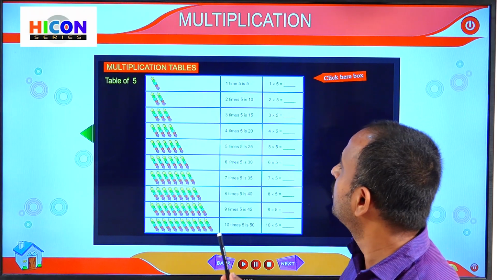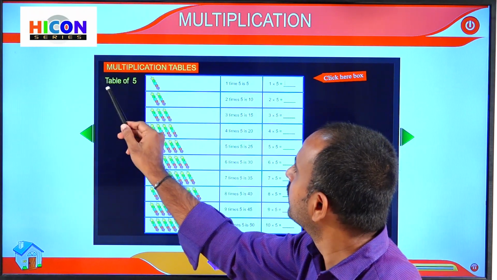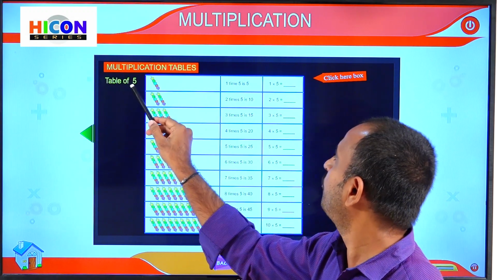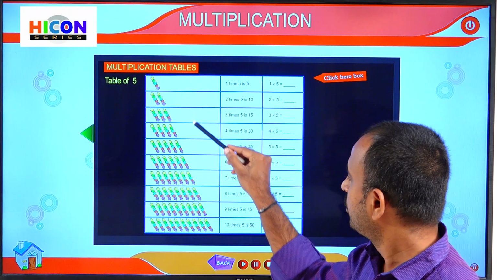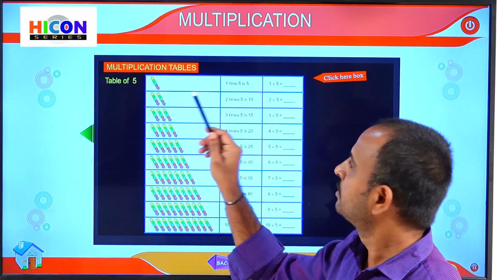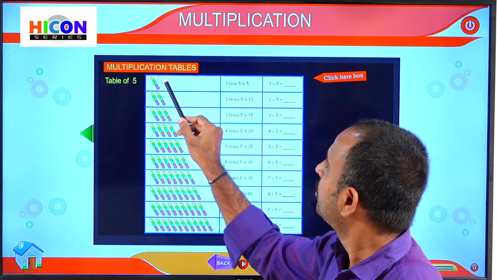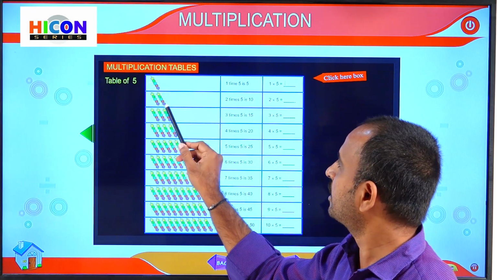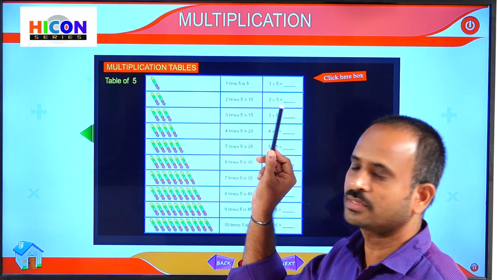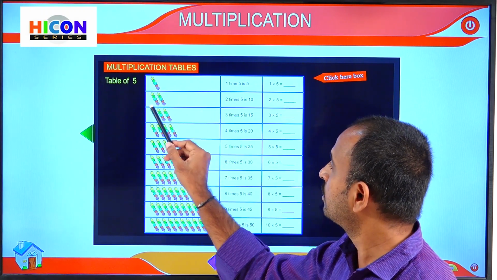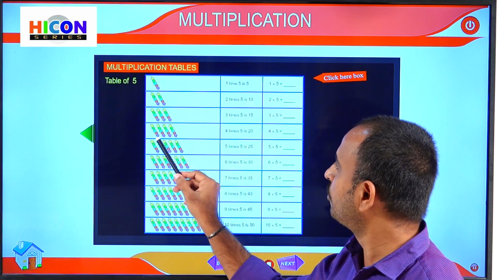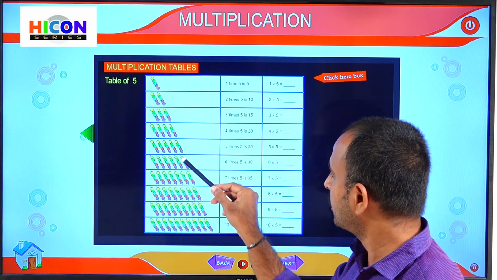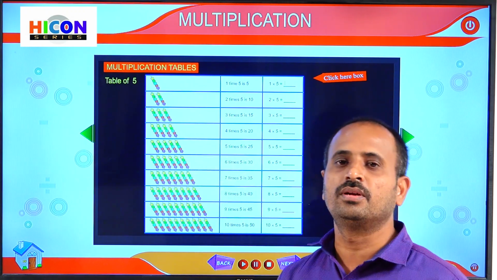So now let us learn how to write the table, that is, the table of 5. So children, see here, you are observing some balls. In the first row, how many groups of balls are there? There is only one group. In the second row, there are 2 groups of balls. In the third row, there are 3 groups of balls. And in the fourth row, there are 4 groups of balls. In this way, each row contains some groups of balls.